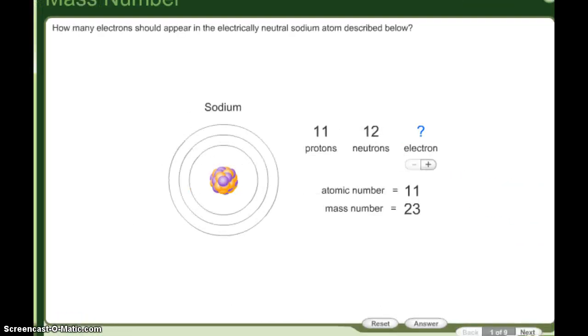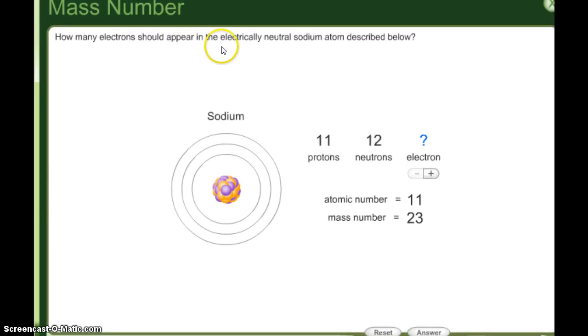So we'll zoom in here. All right, so how many electrons should appear in the electrically neutral sodium atom described below? So if there's 11 protons, that means 11 positives. How many electrons do I need to have to balance that out? I need to have 11 because 11 minus 11 is 0. They also show us the mass number is 23. 23 minus 11 gives us our number of neutrons.